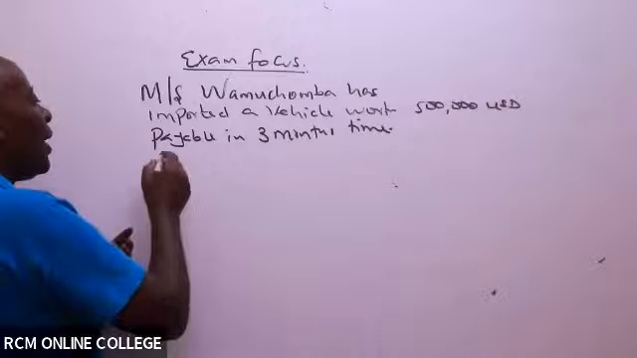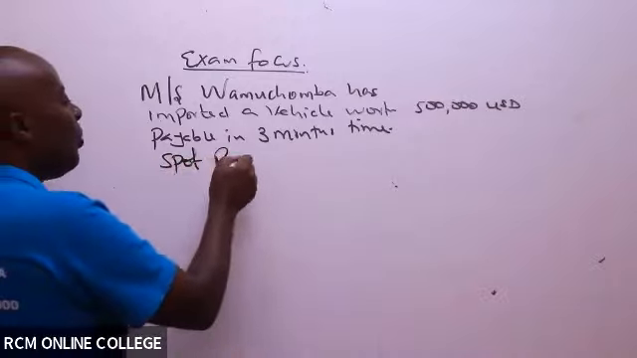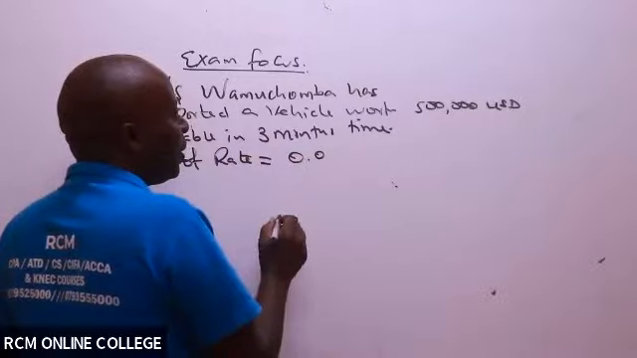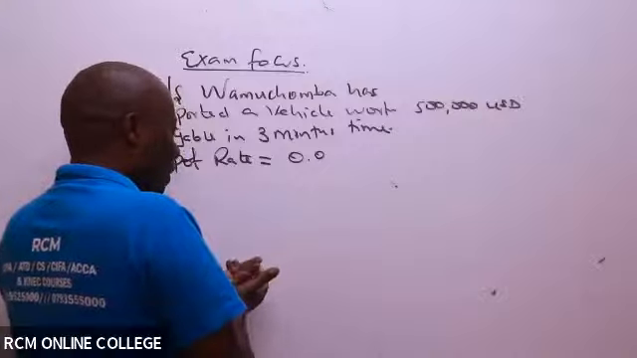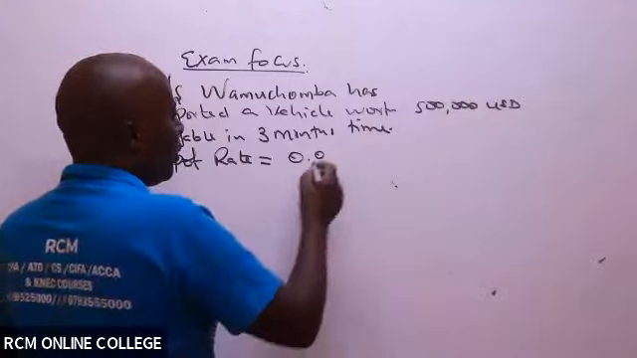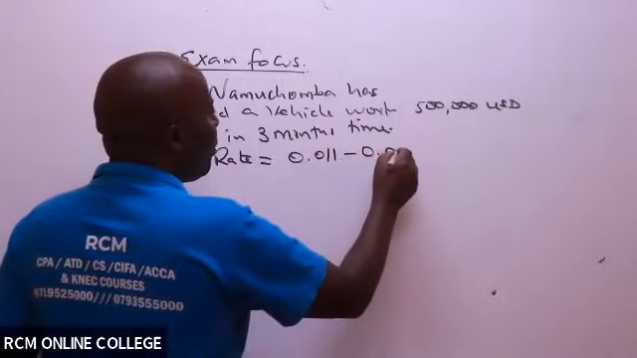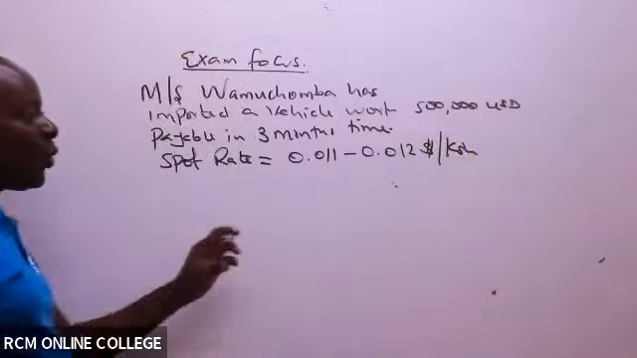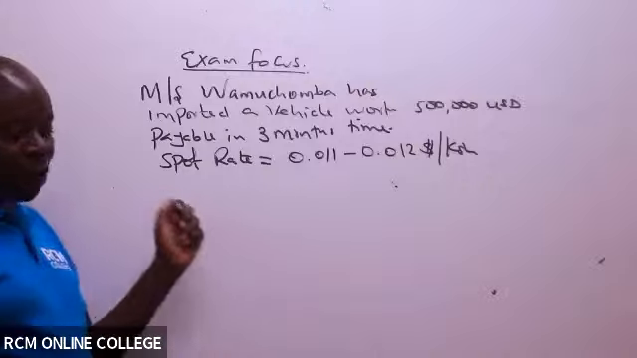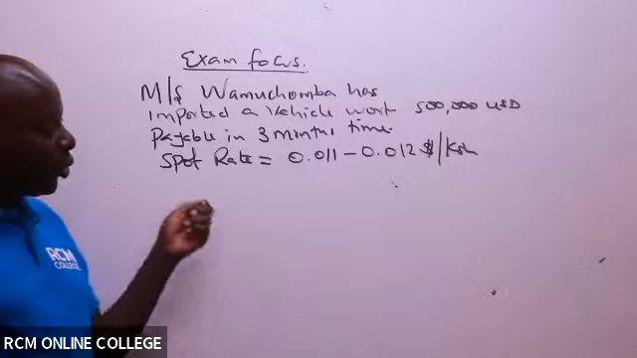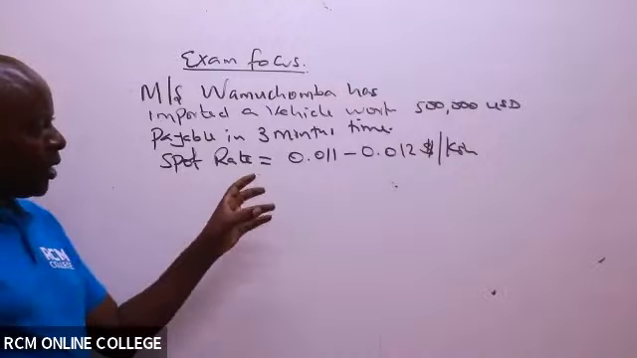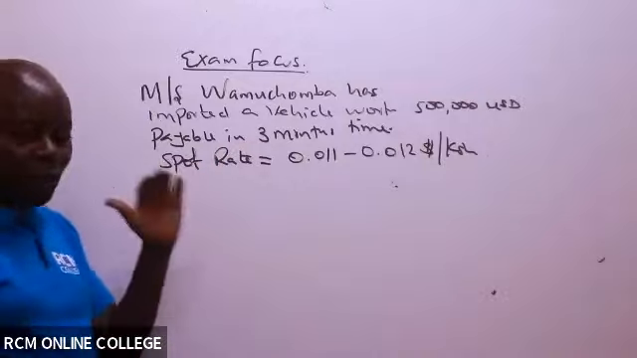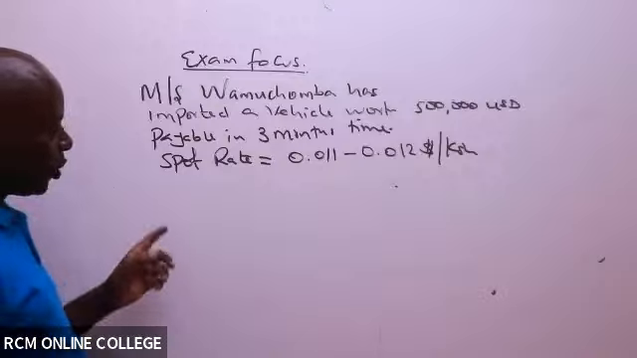So then they have given me the spot rate, today's rate. The spot rate, in this case here, is 0.011 to $0.012 per Kenya shilling. Yes, the examiner may want to twist things for you. Instead of saying 120 Kenya shillings, he twists this. Like myself, I like twisting things.